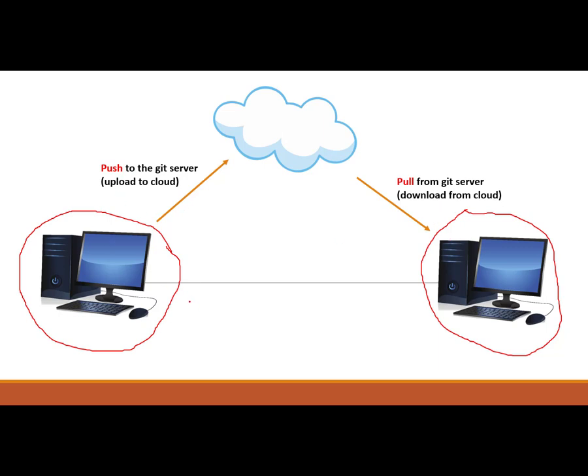Here in the push computer you write some code. After that you upload that code to the cloud. Cloud means Git servers. Git servers are servers, and the code is in there. Then after that you are going to download that code to another computer, or another folder on the same computer.